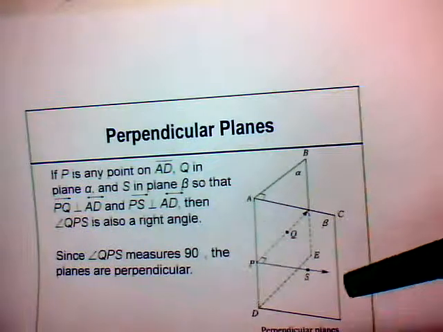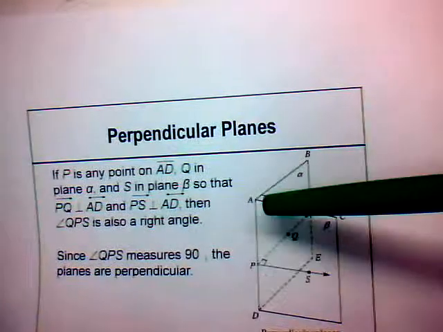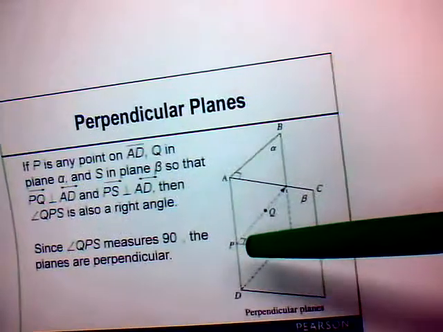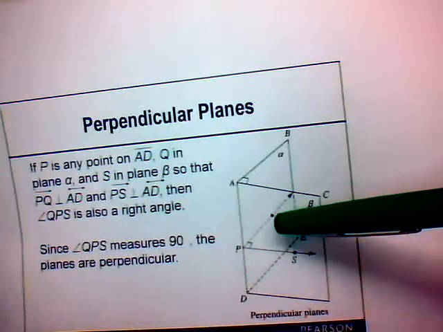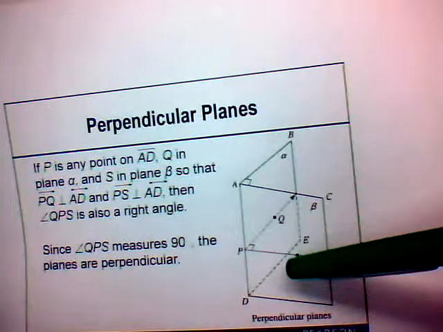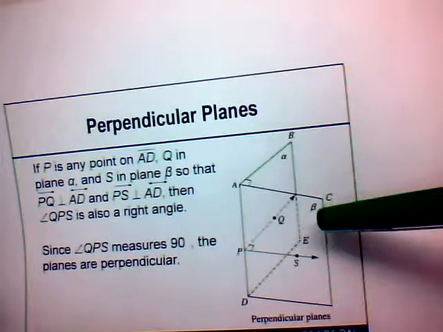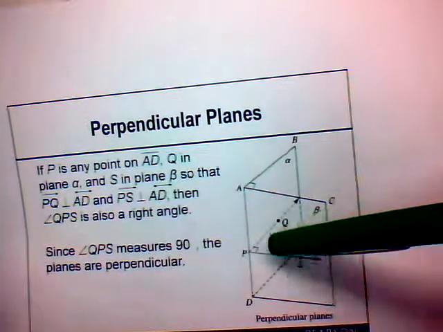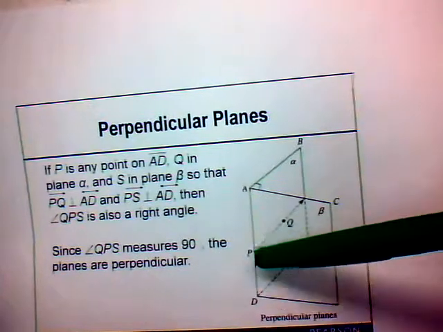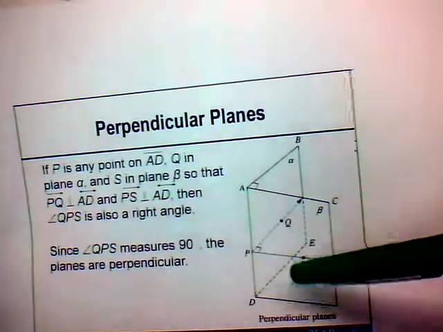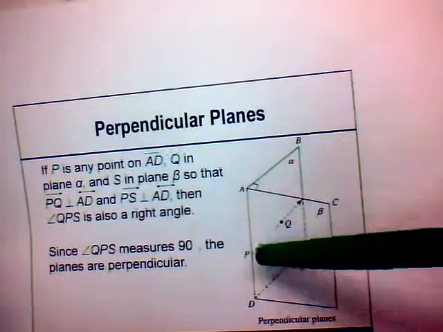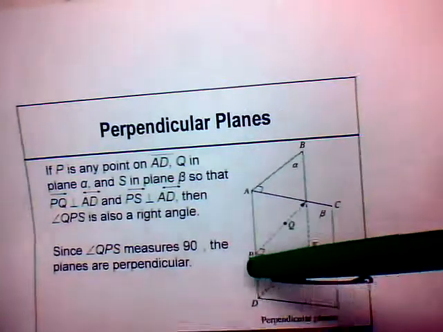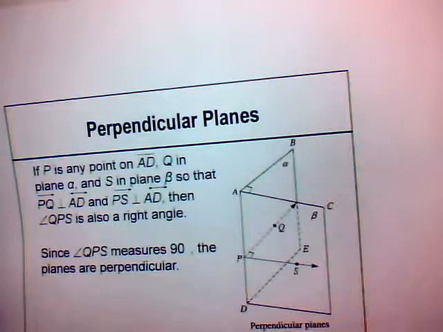Okay? And I'll say this again because you have point P on line segment AD, and then point Q is going to be in plane alpha, and then point S is also going to be in plane beta. And that's in a way that PQ is going to be perpendicular to AD, and then you have PS also being perpendicular to AD. So that means we can say that angle QPS is a right angle because it has a measure of 90 degrees.